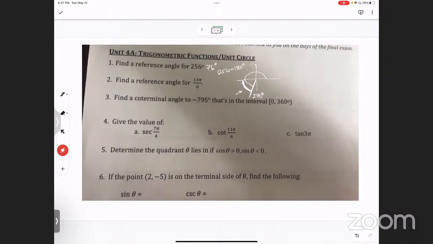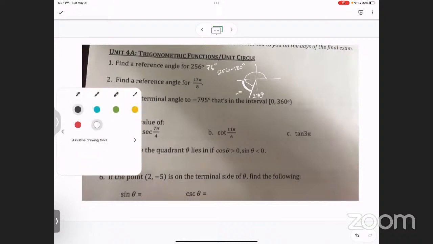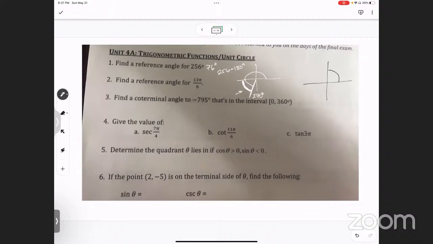That makes sense? So the reference angle of 13 pi over 8. I like to think of it like this. This is 8 pi over 8 right here because that's 1 pi. And this is 12 pi over 8 because it's another half of the pi. So whoops, I wrote 4, I meant 8. That's 8 pi over 8, that's 12 pi over 8. So 13 pi over 8 would be all the way right here.